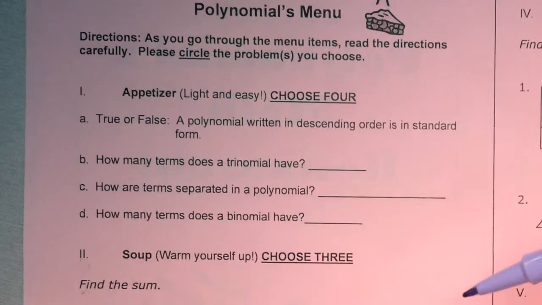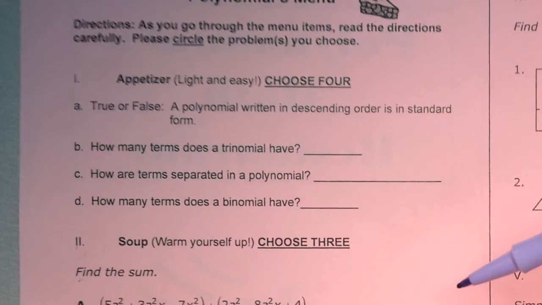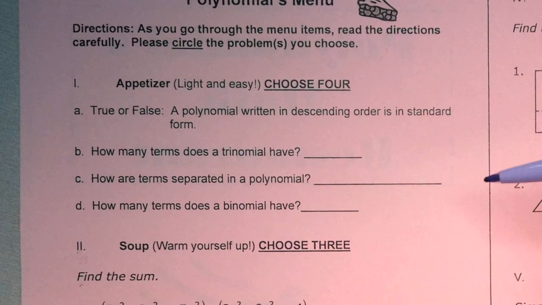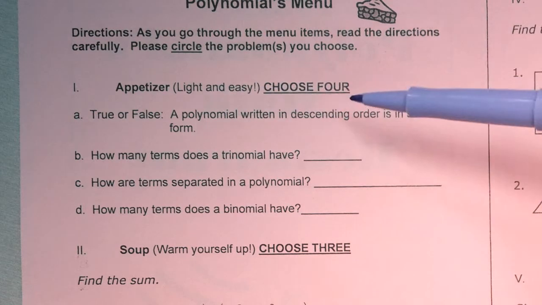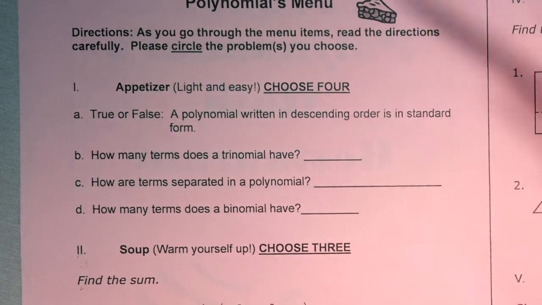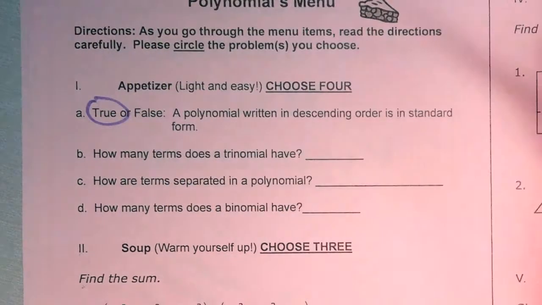Okay. So let's talk about this. True or false? Is a polynomial written in descending order in standard form? I think they mean descending order of exponents, so the exponents go from highest to lowest. Is that standard form? Yeah, that's totally standard form. So that would be like 3x squared plus 4x plus 5, or 3x to the third plus x minus 1. As long as the exponents are in descending order, that's going to be standard form.